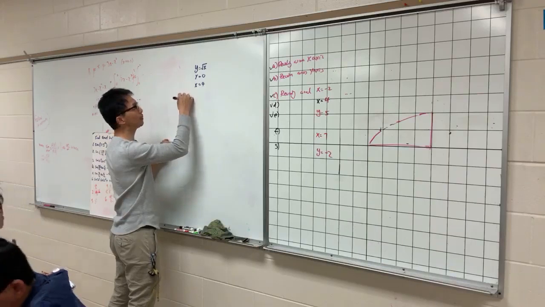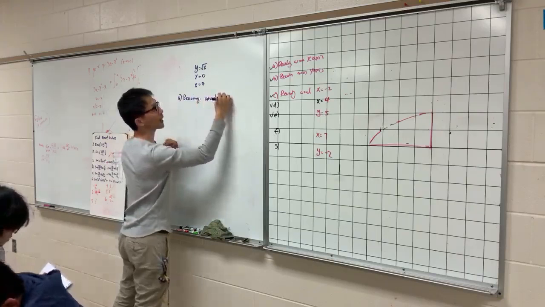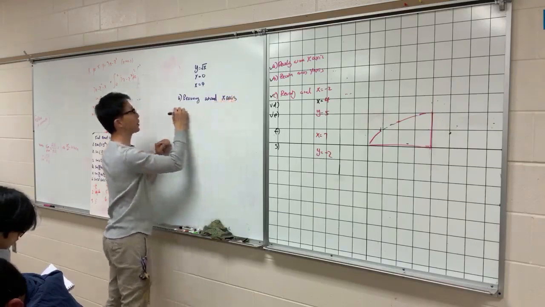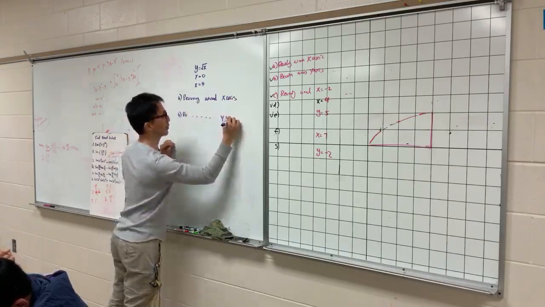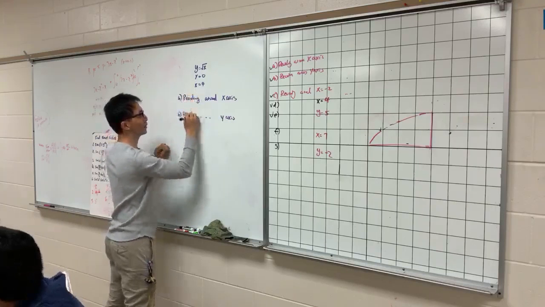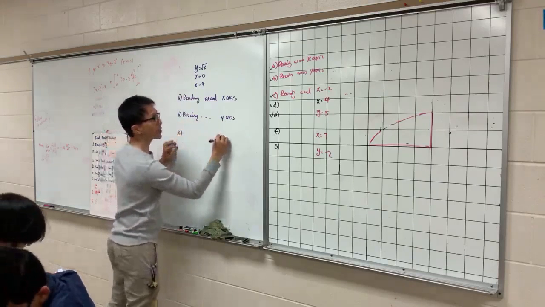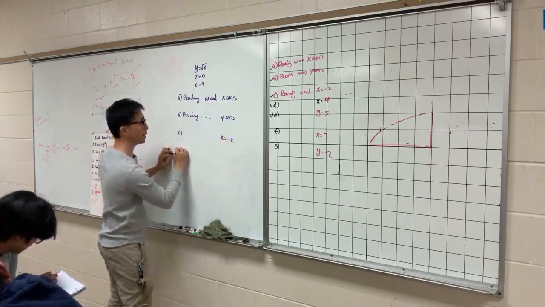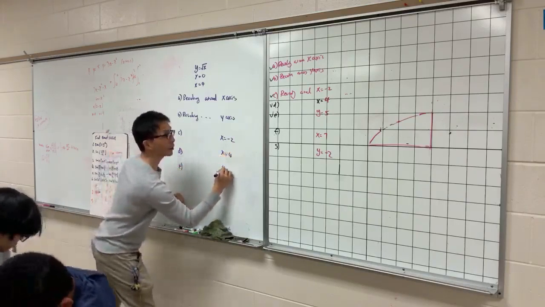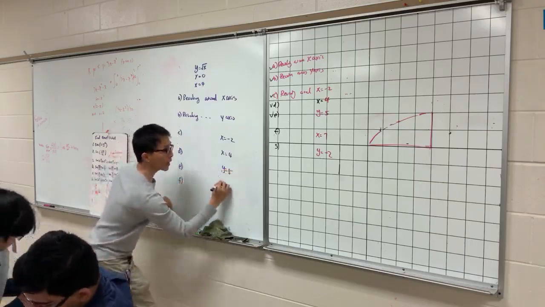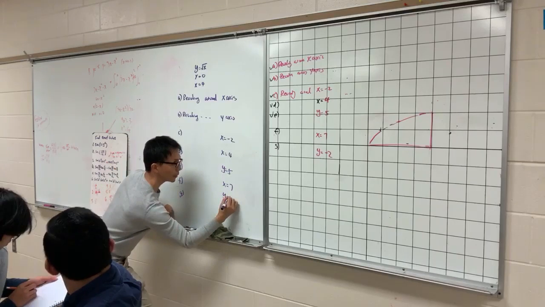So A, we're revolving around the x-axis. Okay. B, I'm revolving around the y-axis. And then C is x is equal to -2, and D is x equal to 4. E is y equal to 5. F is x equal to 7, and then G is y equal to -2. Okay?